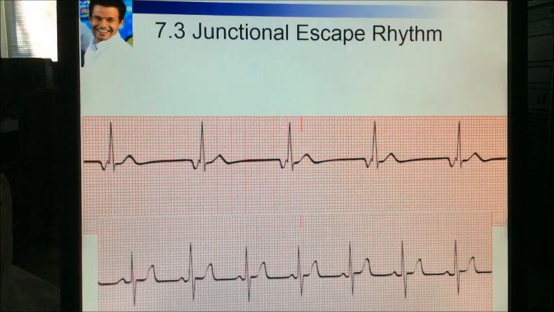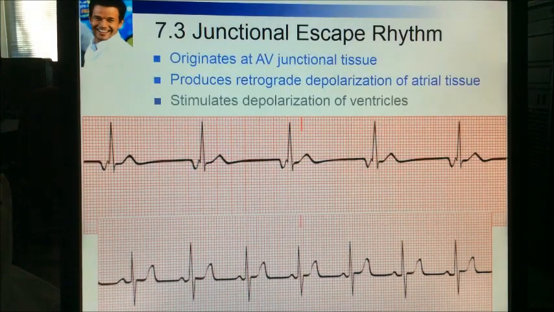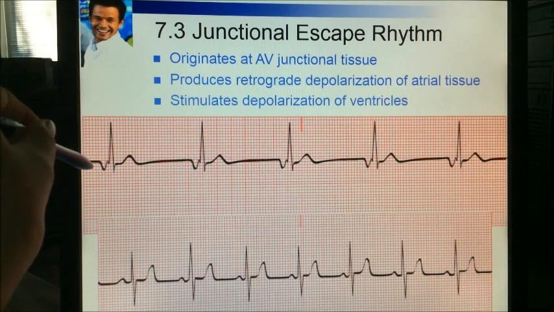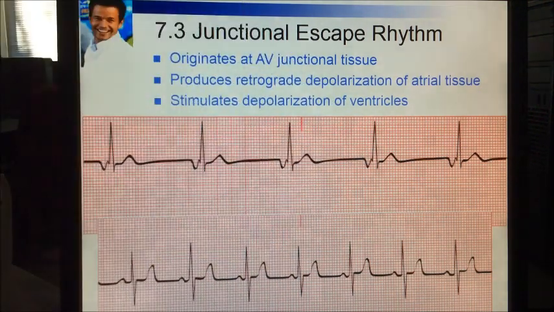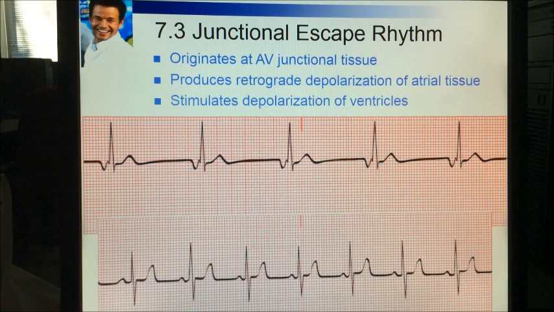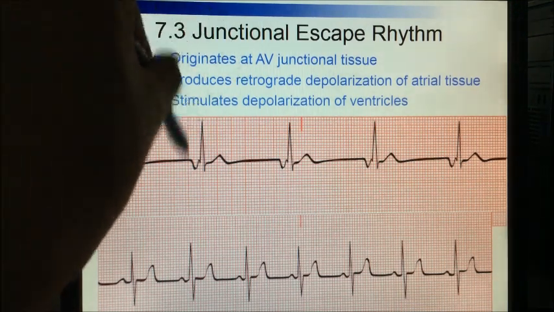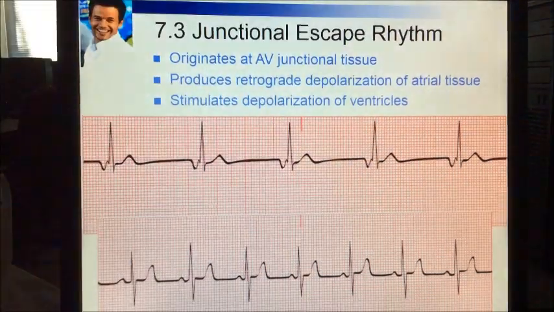Now we're going to talk about junctional escape rhythm. All of these beats are originating in the AV node. So look, all of these have negatively deflected P waves. See that? All of them are negative. That lets me know that all of these beats are originating in the AV junction and the AV node, and the SA node is not firing at all. This still produces depolarization of the atria like it's supposed to, and it's still going to lead to a pretty normal, healthy looking QRS complex.